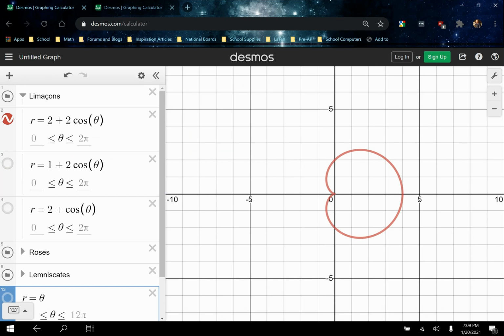Very exciting. What happens when the number adding is smaller than the number multiplying? Well, this gives us our limaçon with an inner loop. And you can see we have an outer loop and then our nice little inner loop along the inside. And last but not least, what happens if the number adding is larger than the one multiplying? There's an invisible 1 here. This gives us a limaçon without an inner loop. So with an inner loop, without an inner loop, and when they are equal to each other, a cardioid.